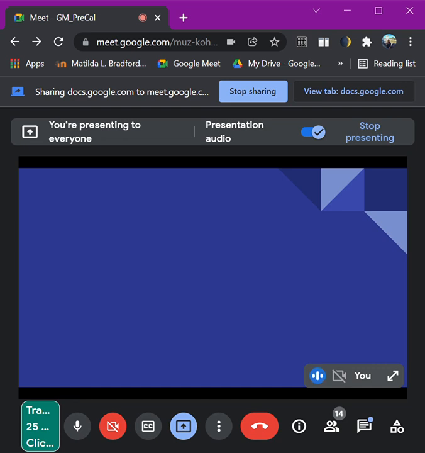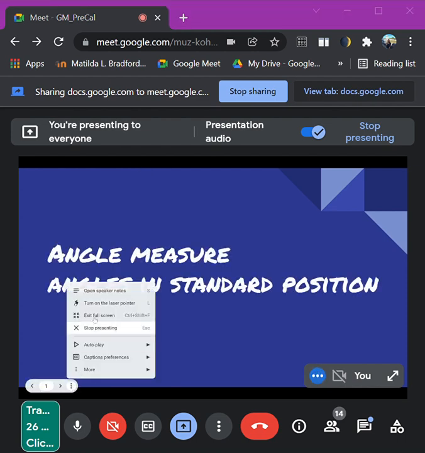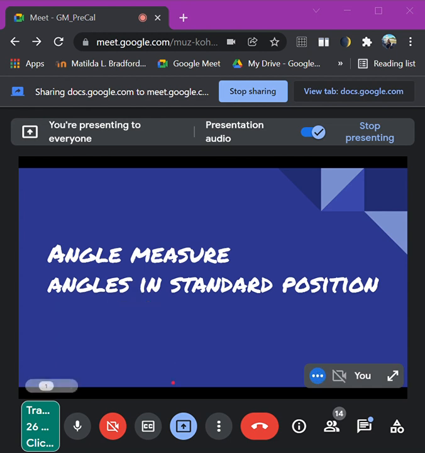Discussion for today, class, is we're going to have our angle measure and angles in standard position. So for our new lesson, we have here the angle measure and angles in standard position. So let's start first with our word angle. Unsa din ang angle, class? What do we mean by angle when we were in grade 10 or grade 8, grade 9? I think nakuha naman ninyo siya.